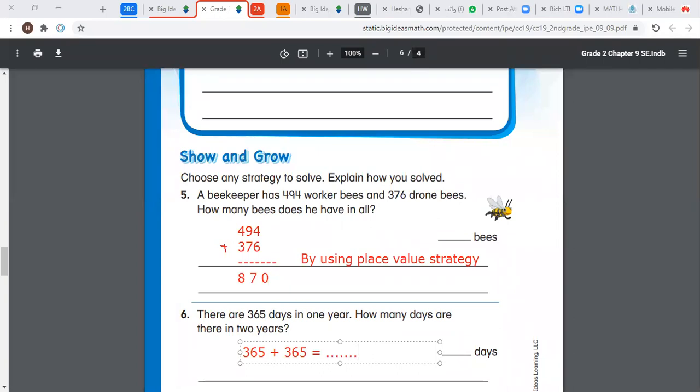Now grade 2, I leave the answer for you. You can use any strategy to get the answer, okay? You can use any strategy to get 365 plus 365. Think what's the most suitable strategy and tell me.